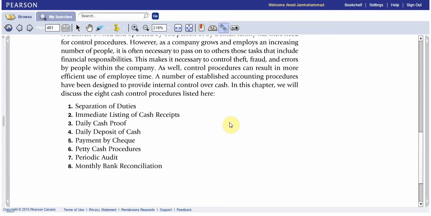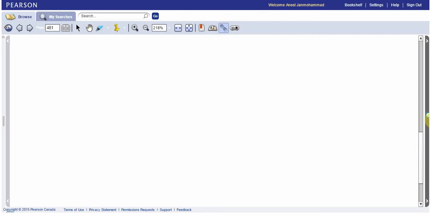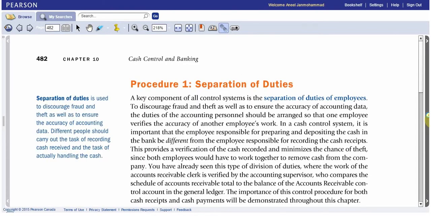All right, welcome back. Let's go to our next page. So we're gonna look at procedure 1, separation of duties. Okay, let me read this off first.